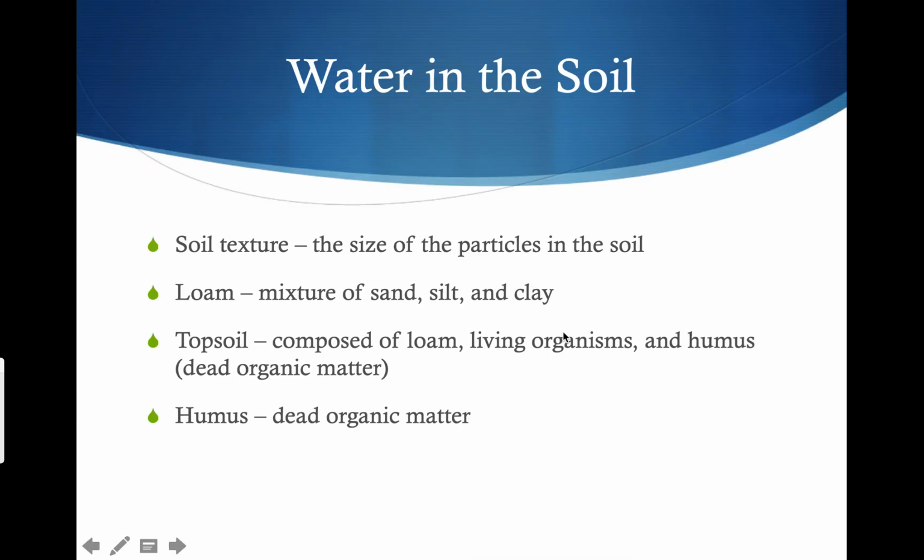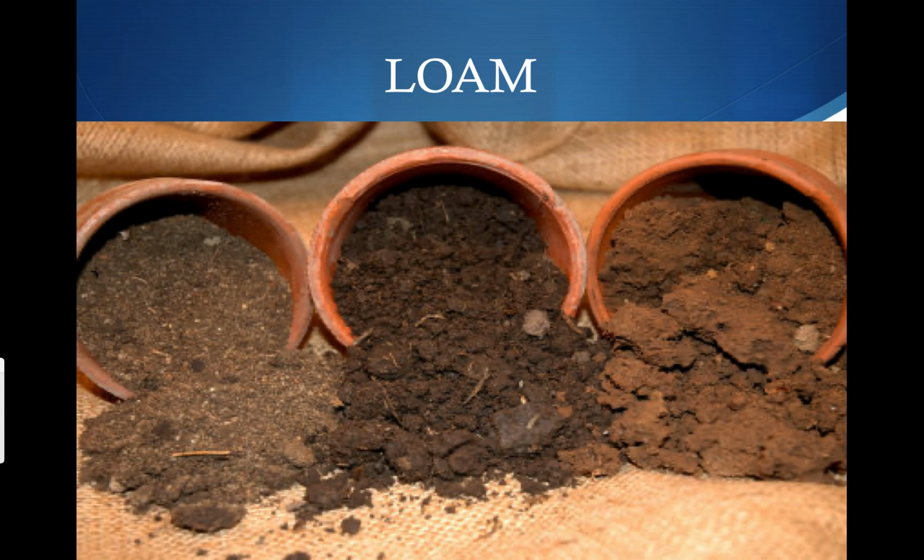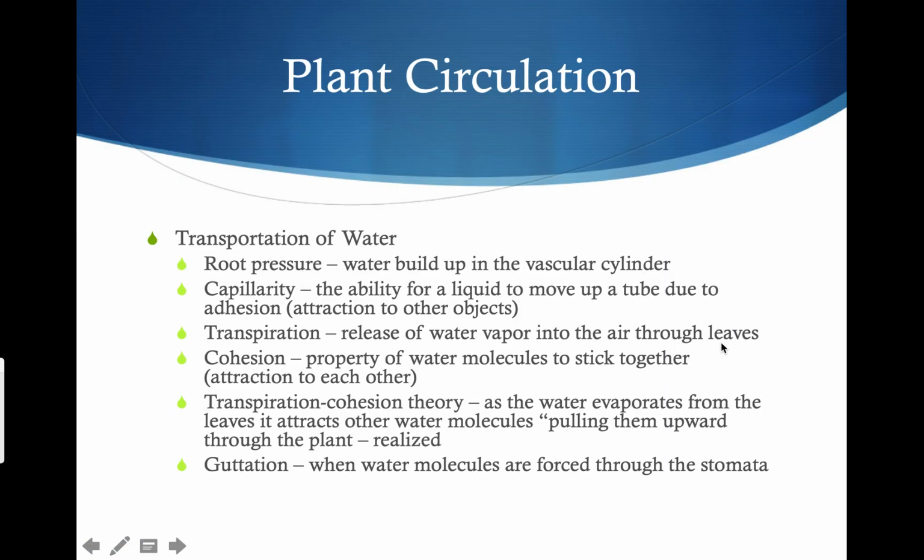Okay? So we talked about these things: soil texture, loam, topsoil, humus. You should know those definitions. Very important. There's a picture of loam, right? You've got sand, silt, and clay. So as we get into transportation of water, root pressure builds up in the vascular cylinder. Capillarity allows a liquid to move up a tube due to adhesion, attraction to other objects.